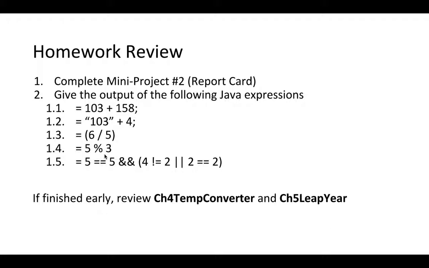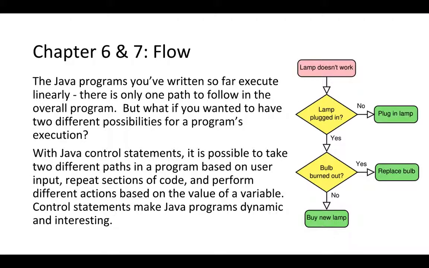Okay, so now let's move on to some of the flow concepts. So far all of the programs we've done have only had one path. Sure, there's been some input and output, but really there's only one thing that can happen in your program. And so now we're going to be working on programs that can have different paths, that can go in different directions based on some data or based on something the user inputs.